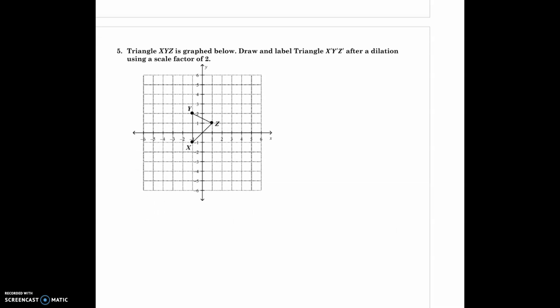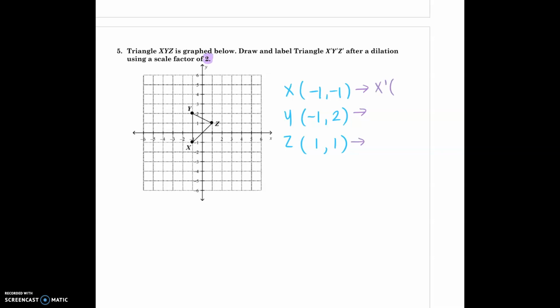Triangle XYZ is graphed below. Draw and label the triangle X prime, Y prime, Z prime after a dilation using a scale factor of 2. So what we're going to do first here is list out our coordinates of X, Y, and Z. X is (-1, -1), Y is (-1, 2), and Z is (1, 1). Now to find the coordinates of our image, we are going to multiply both our x and y coordinates by 2 because our scale factor is 2.